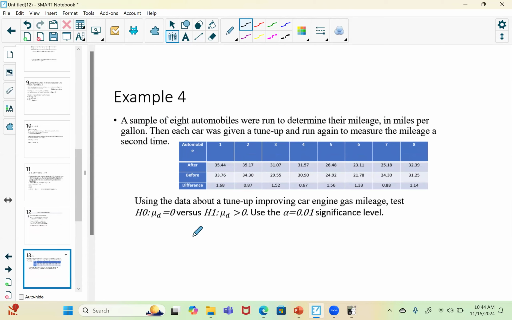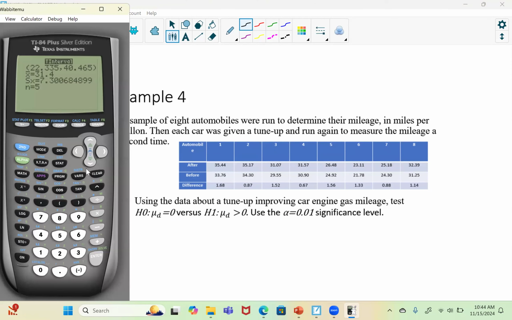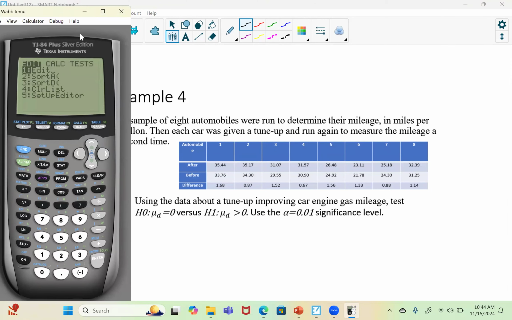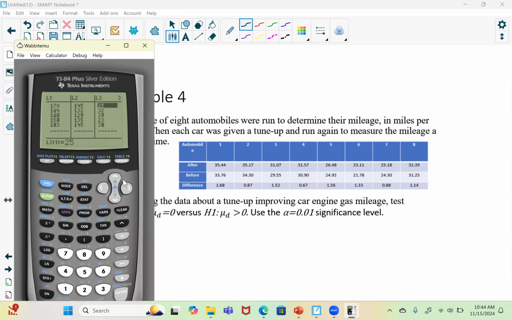And so yours just says, using the data about a tune-up improving car engine miles, test mu d equals 0 versus mu d is greater than 0, alpha is 0.01. Now this one, they gave you the differences for you. So we don't really have to do the whole L1, L2. We could just use the differences in this case. I'll do another example where they don't give it to you.